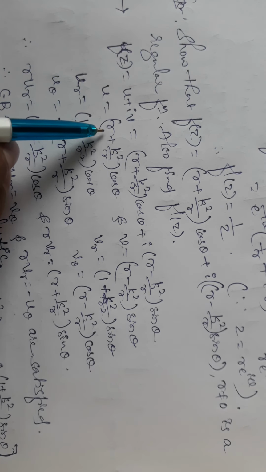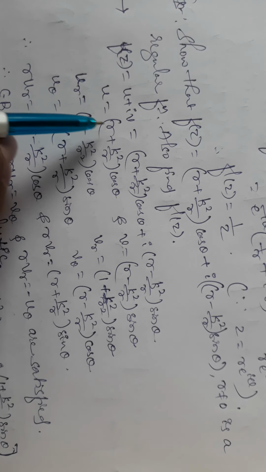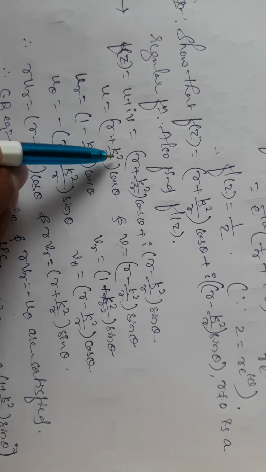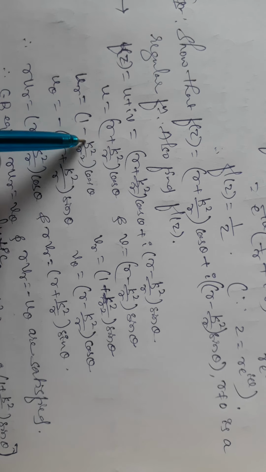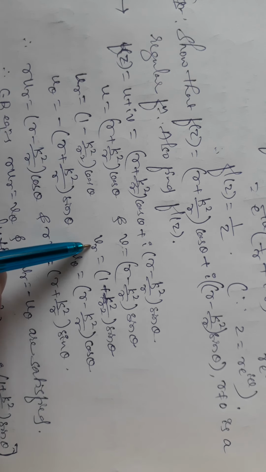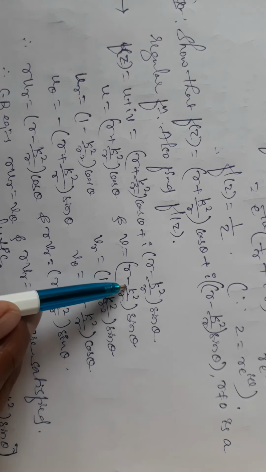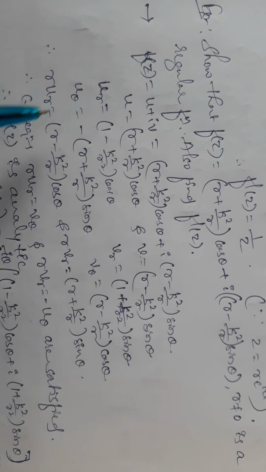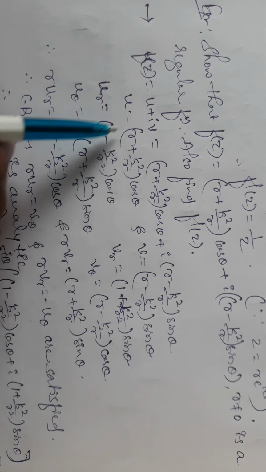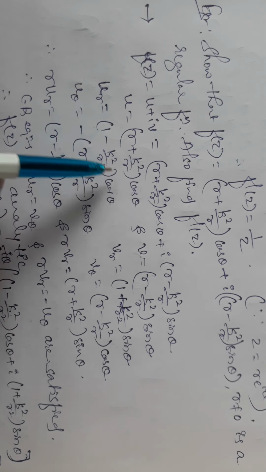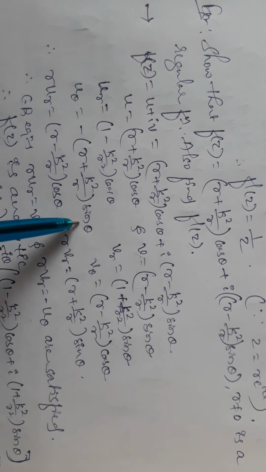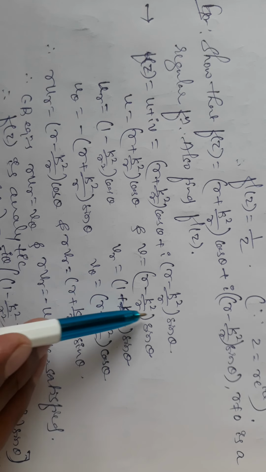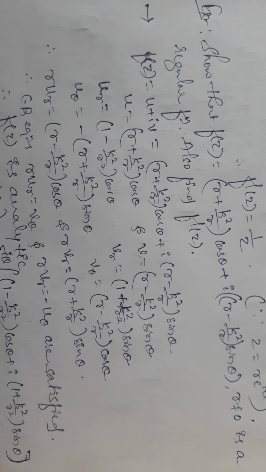u r, only with respect to r, keeping the theta function as it is: r is 1, plus 1 by r differentiates to minus 1 by r square, therefore 1 minus k square by r square, into cos theta. And v r: r is 1, minus k square, 1 by r is minus 1 by r square, minus and minus give plus, therefore 1 plus k square by r square, and sin theta as it is. Now u theta, with respect to theta, keep the r function, the total bracket term, as it is. Cos theta gives minus sin theta, therefore minus sin theta. And v theta, here also the bracket term as it is, because the r term stays, and sin theta gives cos theta.